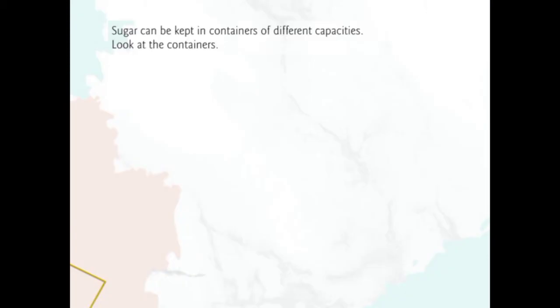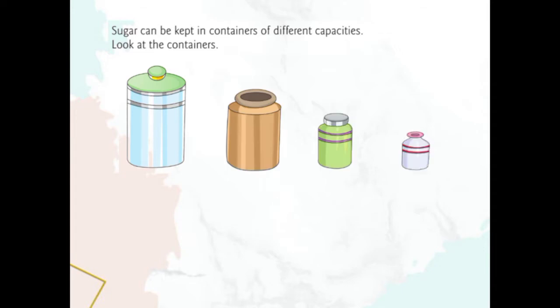Sugar can be kept in containers of different capacities. Look at the containers. The biggest container has the most capacity. The big container has more capacity. The small container can hold less sugar than the big container. And the smallest container has the least capacity.